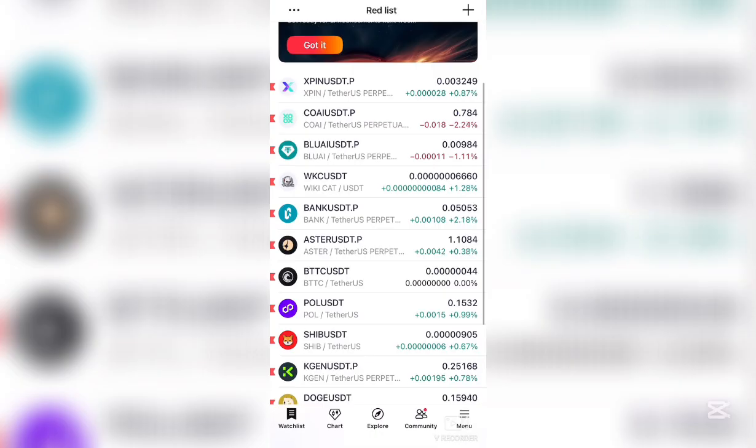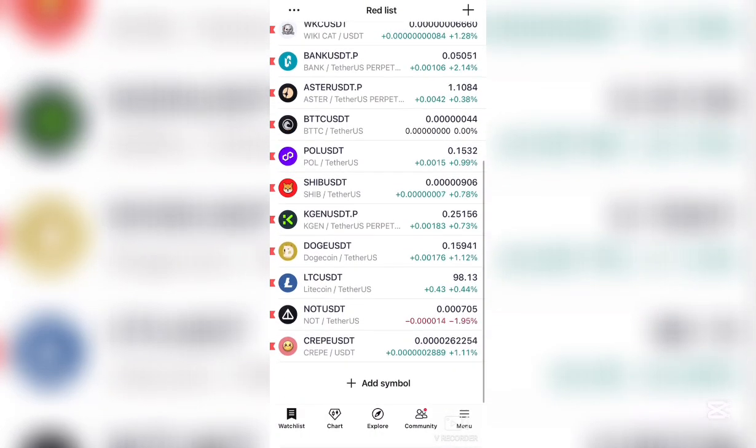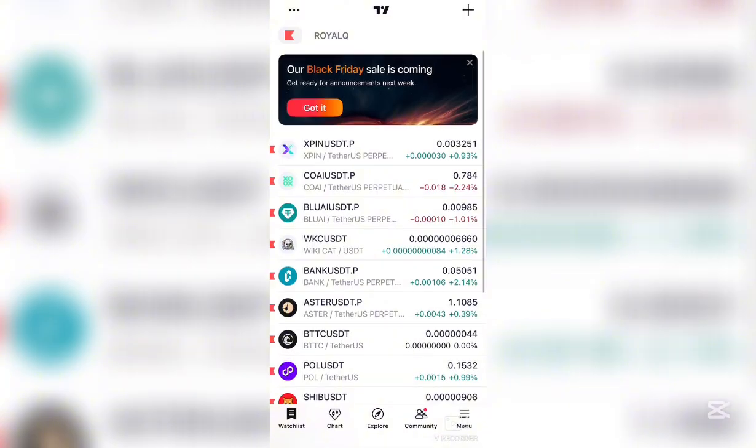So you can see that with some of these cryptos, almost all of them, they have this red tag at the left side. Okay, they are my red list. So I have my watch list and my red list.